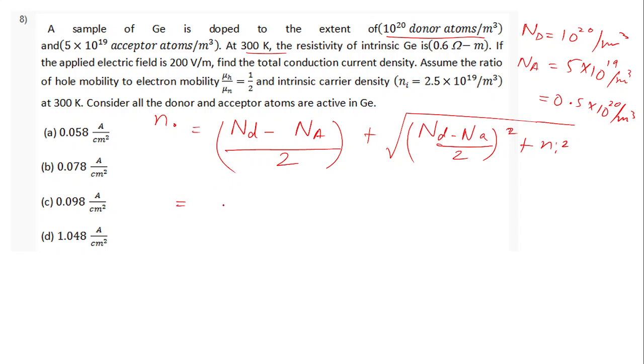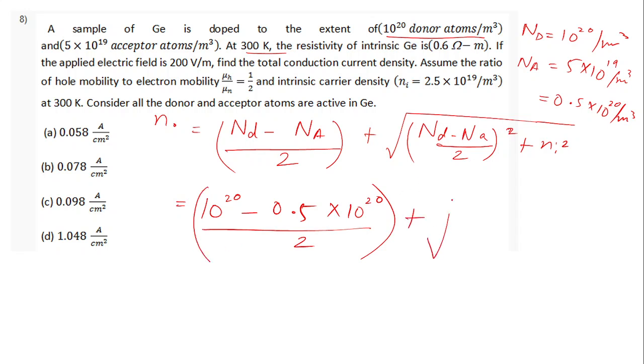Okay. So when we substitute 10 to the power 20 minus 0.5, just to make the power the same, 0.5 times 10 to the power 20 divided by 2, plus this is again 1 minus 0.5, that means 0.5 divided by 2. I'm taking 10 to the power 20 outside, so it will be 1 minus 0.5, that means 0.5 divided by 2 whole square, and 10 to the power 20 whole square, that means 40. And intrinsic carrier concentration, which is this, 2.5 times 10 to the power 19 per meter cube.